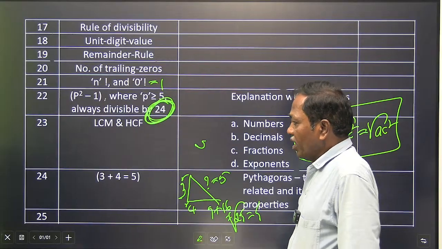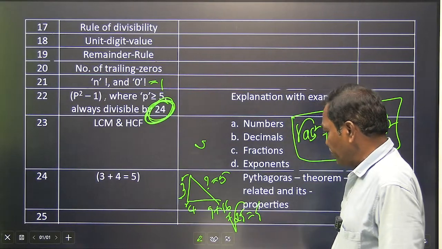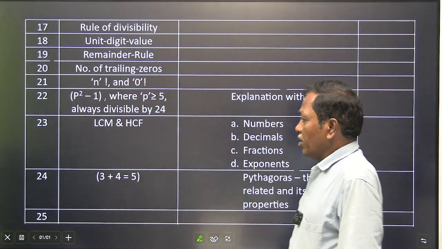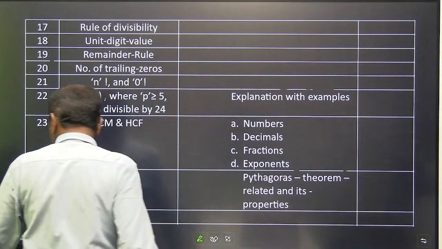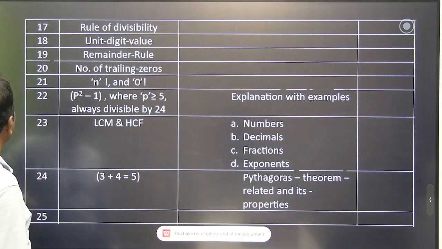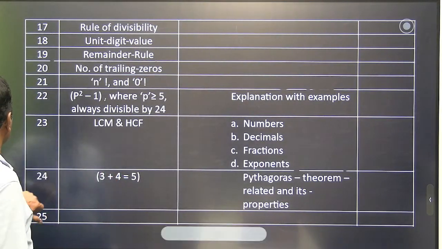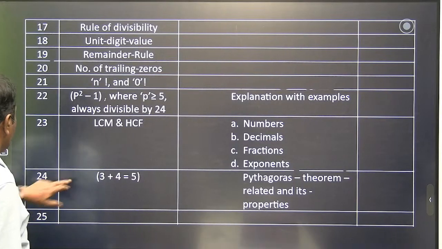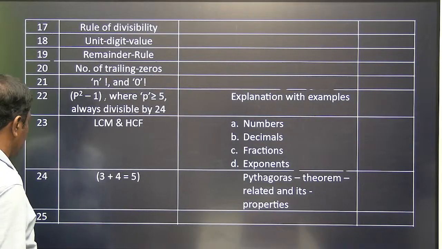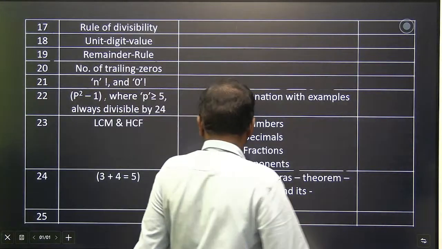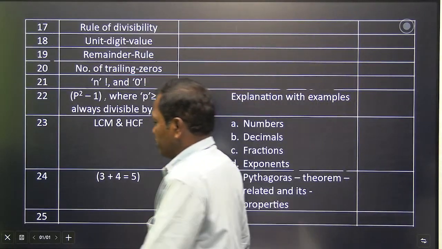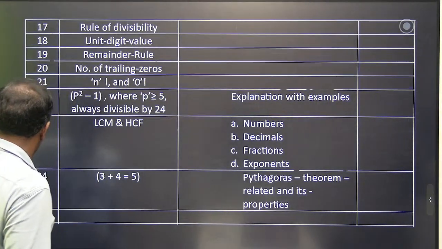Let us see. And now 25 we can see. Now this is one, 25 I think. Change the paper.